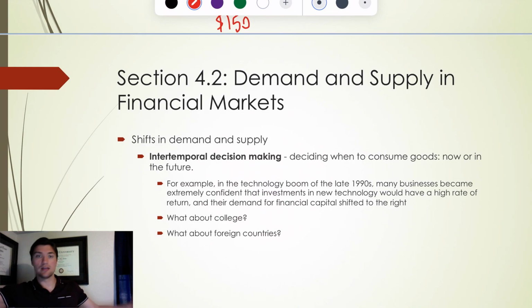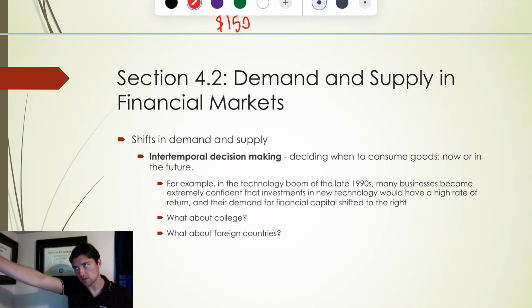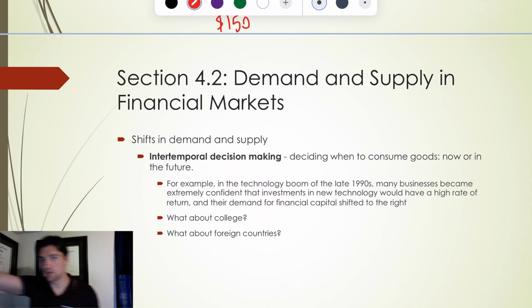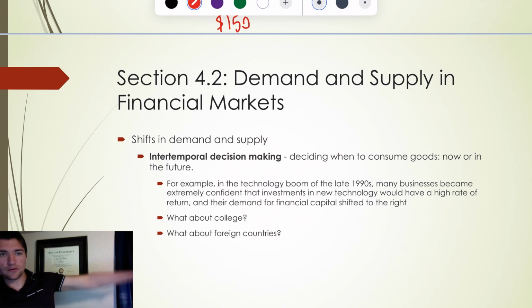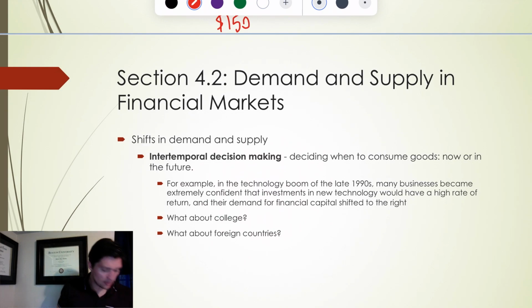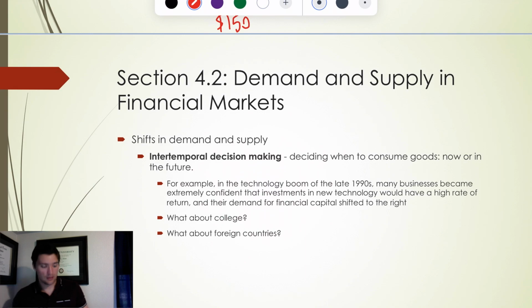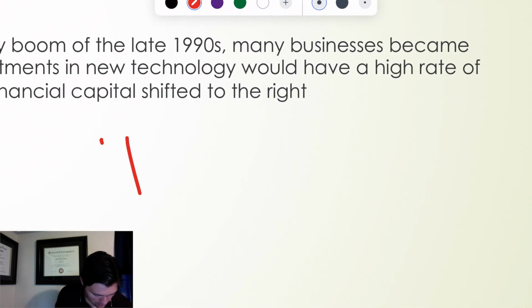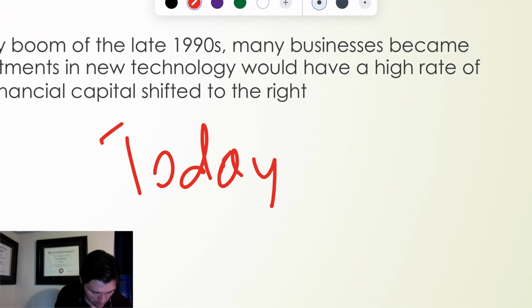But what about, let's say, in the United States? If the interest rates are higher in Mexico, okay, people are going over there. Is anybody coming over here? No. So what happened to the demand for the U.S. financial capital? If you're putting your money over there, what happened to the demand here? Demand has to go down. So when you're making these decisions, you are trying to figure out, where do you want your money? Do you want it today or tomorrow?